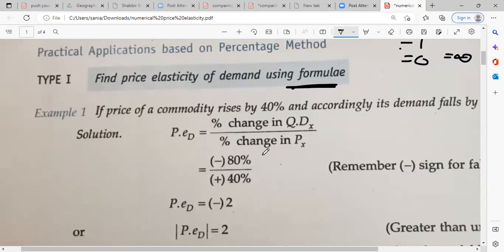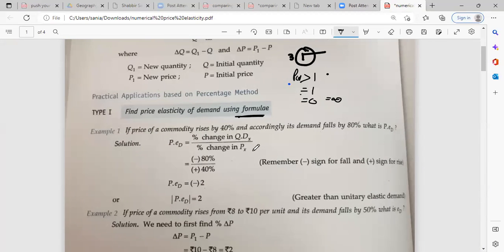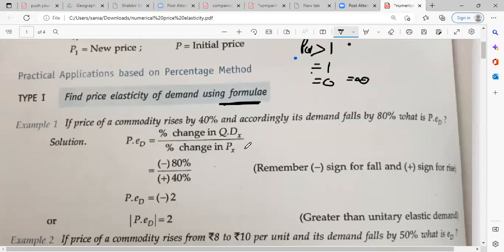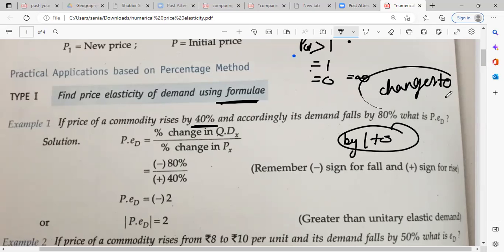So I'll just tell you one part and others you'll be doing on your own. Okay. So first of all, whenever you are getting two things, here it's very simple. It's like if price of commodity rises by 40%. Okay. So it is like rise by. So whenever you are getting by to these words, or changes to, these words basically are talking about delta. Okay, so over here they have given you the percentage.